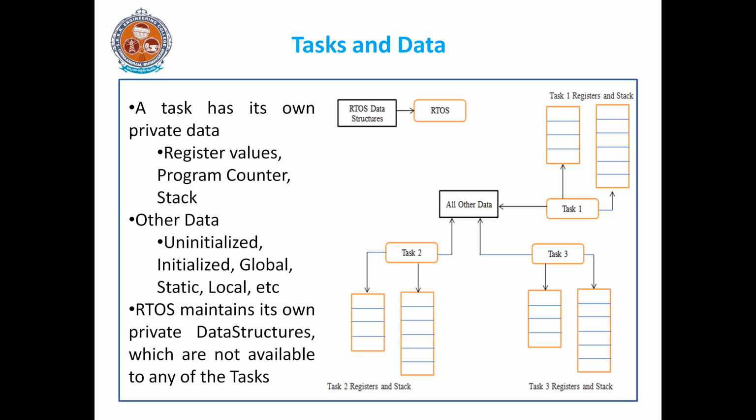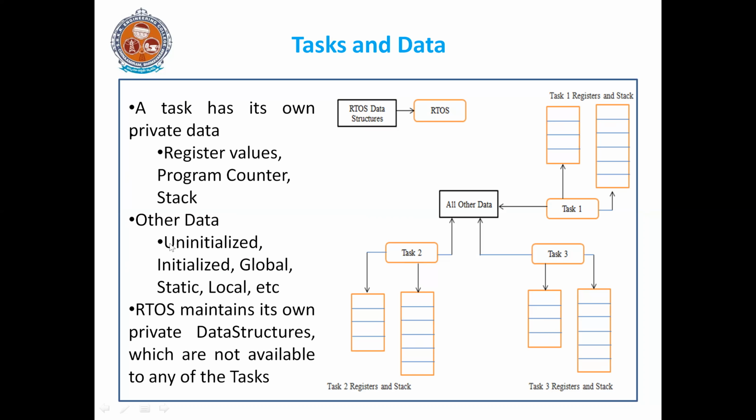So a task has its own private data. In private data, we have its own register values, program counter, and stack. If you see in this example, here we have three different tasks. Each task has its own separate registers and also the stack. Similarly, task 2 has these register values and this stack data, and task 3 also has the register data and the stack data.